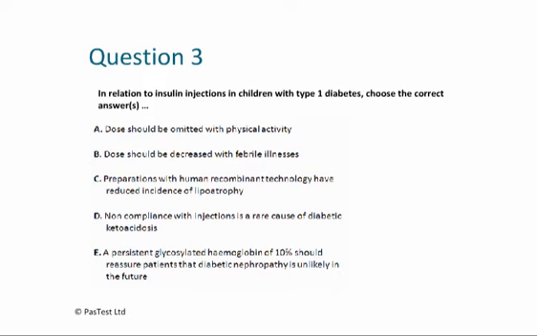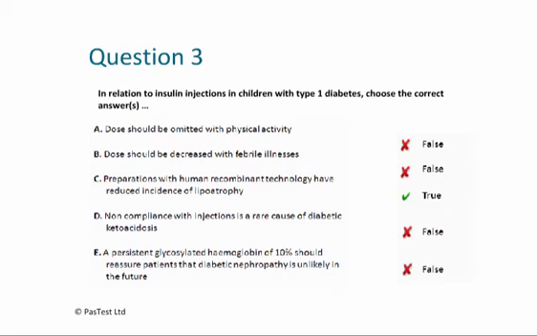C. Preparations with human recombinant technology have reduced incidence of lipoatrophy. D. Non-compliance with injections is a rare cause of diabetic ketoacidosis. And E. A persistent glycosylated hemoglobin of 10% should reassure parents that diabetic nephropathy is unlikely in the future. And the only correct answer is C.